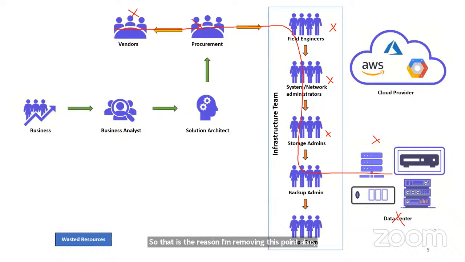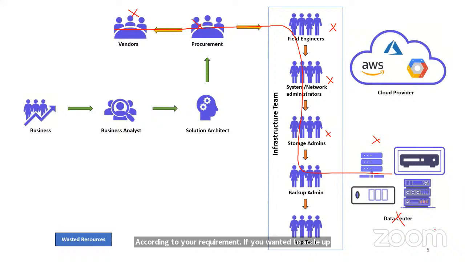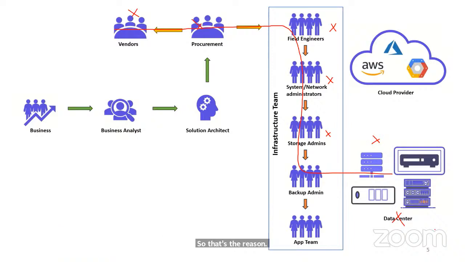Now, wasted resources. In a cloud, however many resources I need, I will only create that many resources. I don't create extra, I don't create less. And one more thing is that the cloud provides you the scalability options also. According to your requirement, if you wanted to scale up and down to meet your demand, you can do that. So that's the reason the wasted resources drawback is also solved in the cloud. So this is how you are able to see the difference between the cloud computing model and the traditional working model.